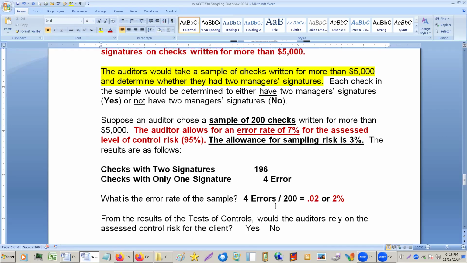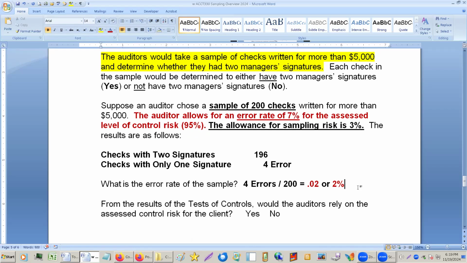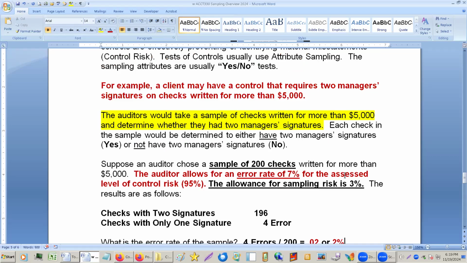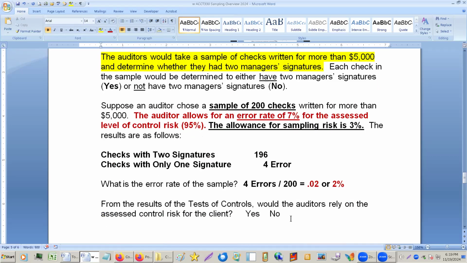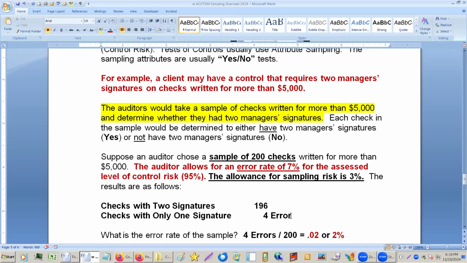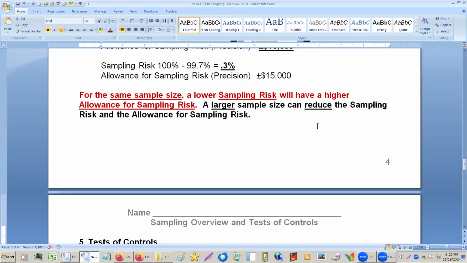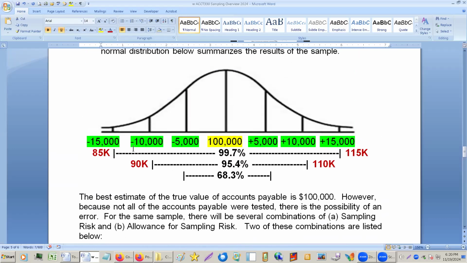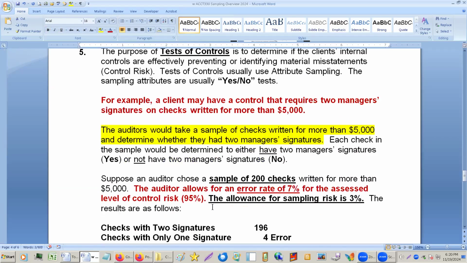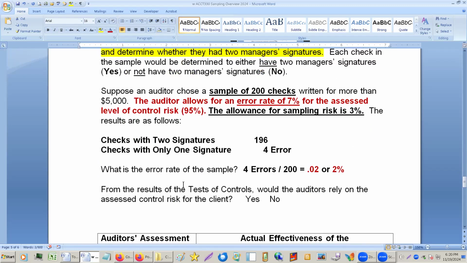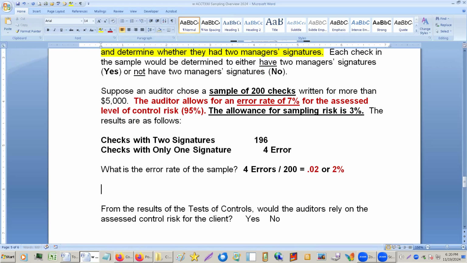Now, so our best guess, our best estimate is that 2% of these are in error. However, we also have this allowance for sampling risk, this kind of bell curve thing up here, right? We have this allowance for sampling risk that it could be worse than that. So what we have to do is add our error rate to our allowance.